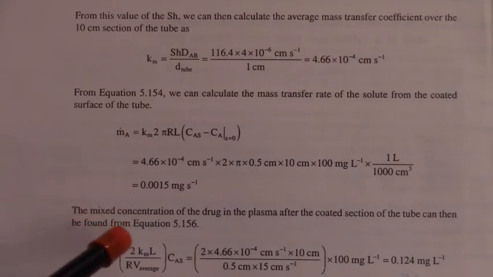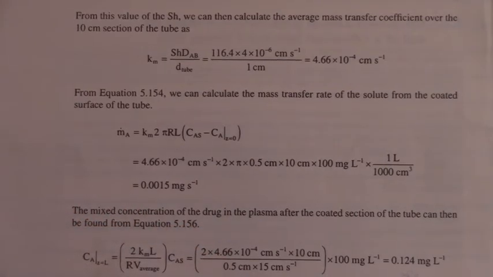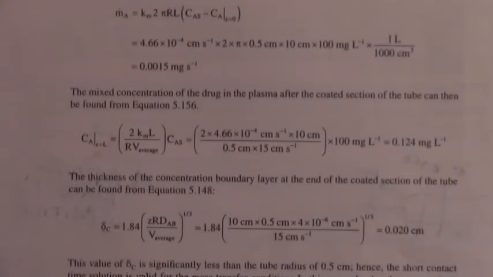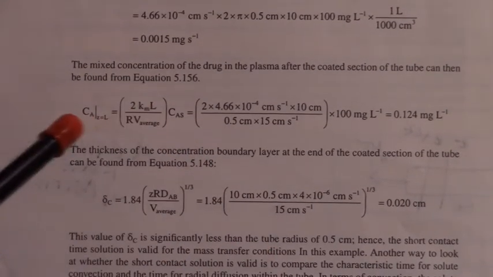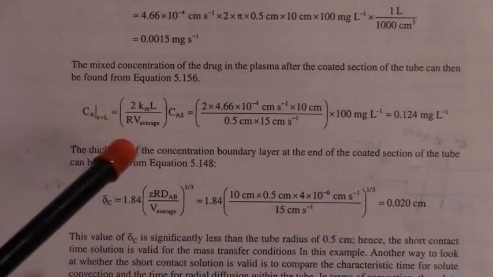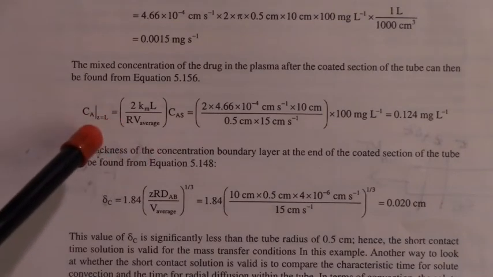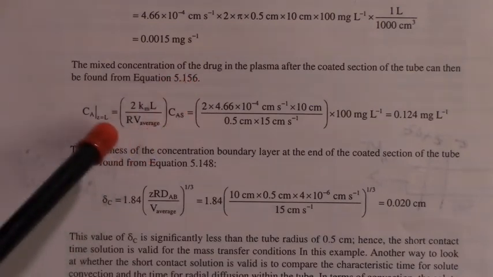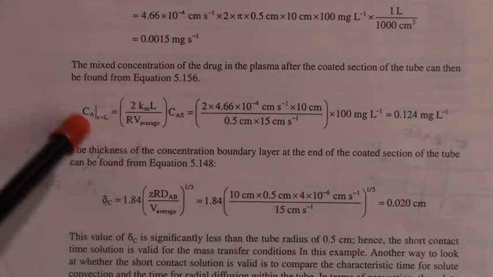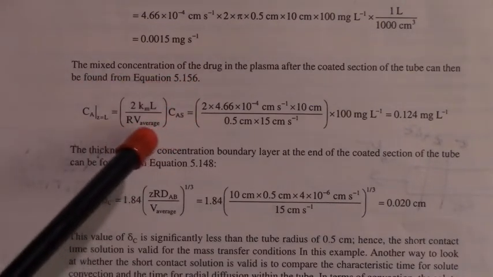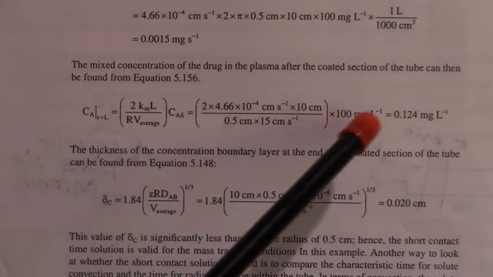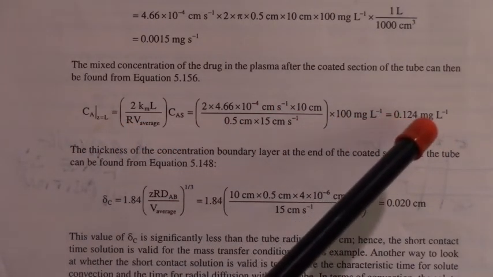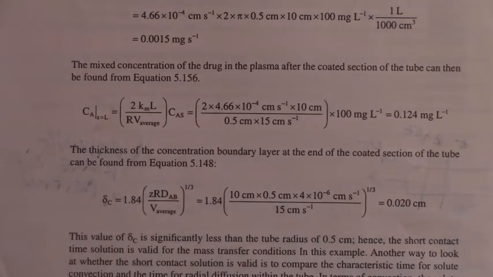And then from equation 5.156, we can calculate the concentration of the material, of the solute, as it leaves the tube. So we just take 5.156, we don't have anything coming in the feed plasma, so that equation simplifies a little bit. We pop in the numbers and we get 0.124 milligrams per liter.